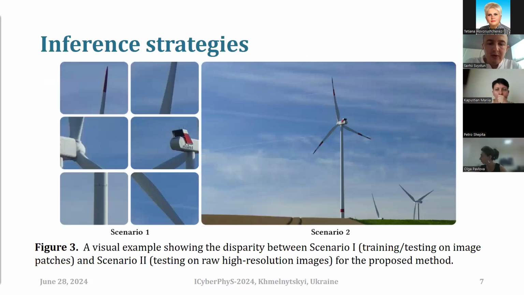In scenario one, we train and test the models on image patches. This approach allows quick data processing, but may miss defects that span multiple patches. In scenario two, we test the model on the raw high-resolution image, enabling more accurate detection of defects. These might be missed when using patches.